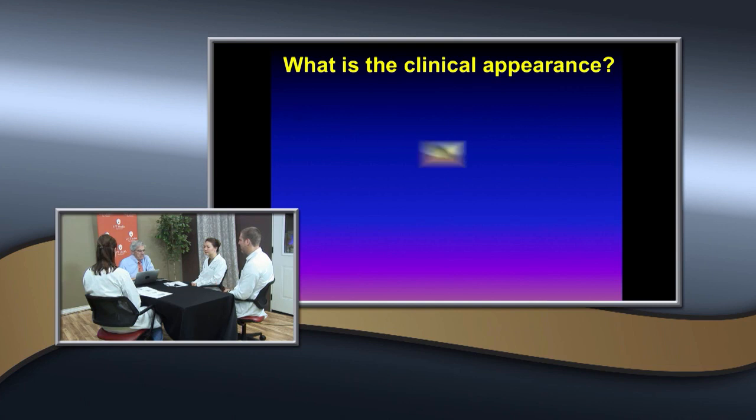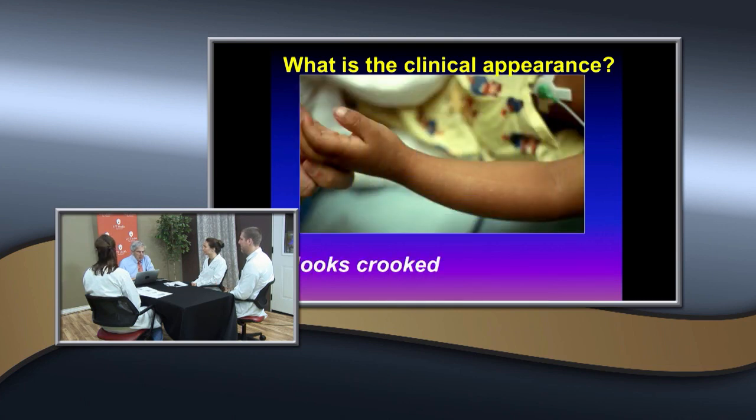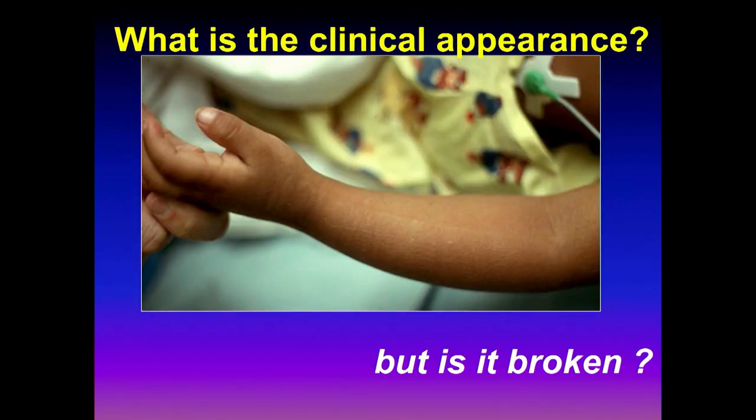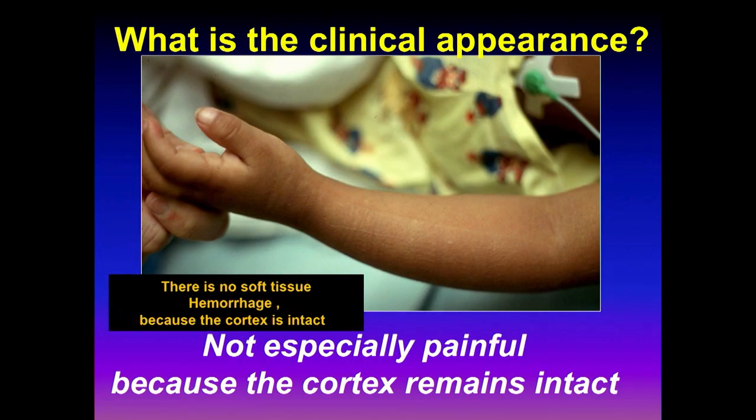Usually loss of motion, pronation, right. Supination. Yeah, well, look, it's crooked. Okay. But is it broken? And so, it's not especially painful because the cortex has not been broken. What you see when the cortex breaks, what do you get in the soft tissues? Bleeding. And so you get bleeding and hemorrhage and pain from the bleeding.